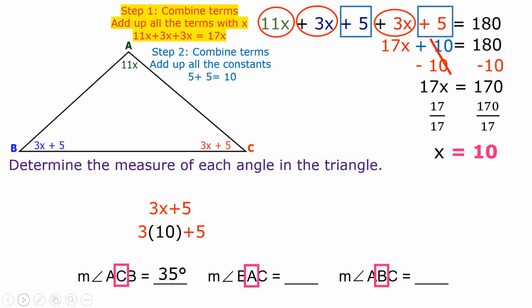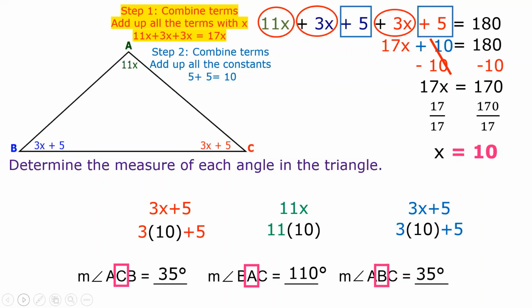Then you're going to go to angle A. Angle A has the expression of 11x. So you're going to substitute the x for the 10 and then just do the operation that it tells you to do, which is multiply. 11 times 10 gives you 110 degrees. And then you're going to move to angle measure ABC, which would be angle B. The expression for angle B will be 3x plus 5. Multiply the 3 and the value of x, which is 10. That will give you 30. And then it will give you 30 plus 5 is 35. Okay?